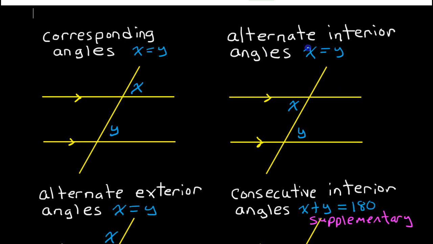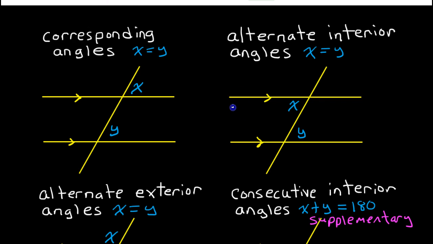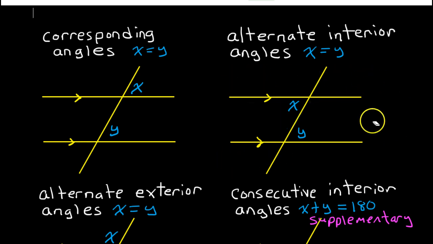Anyway, alternate interior angles. When you hear me use this word interior, I'm talking about between the lines. So this zigzag is in the interior of the parallel lines. Anything outside of that, like these green lines I just drew, is in the exterior. So the white is the interior, and the green lines are in the exterior. With that in mind, you can see that X and Y are interior angles because they're between the lines.